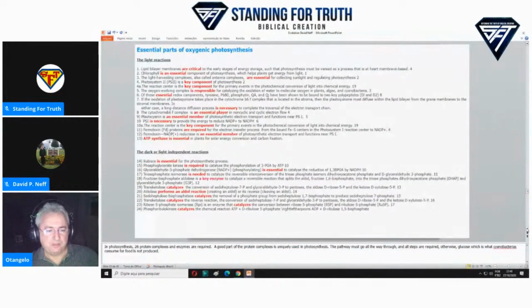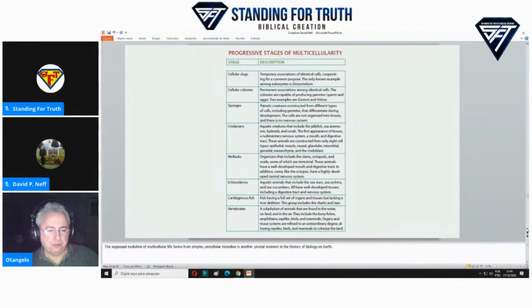In photosynthesis, 26 protein complexes and enzymes are required. A good part of the protein complexes is uniquely used in photosynthesis. The pathway must go all the way through, and all steps are required. Otherwise, glucose, which is what cyanobacteria consume for food, is not produced.